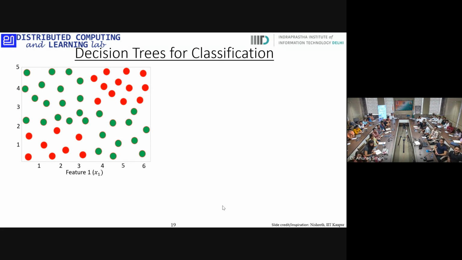So decision trees, because it is a supervised learning model, right? We agreed on that. Therefore, it can be used for both regression and classification. Let's first see decision trees for classification.